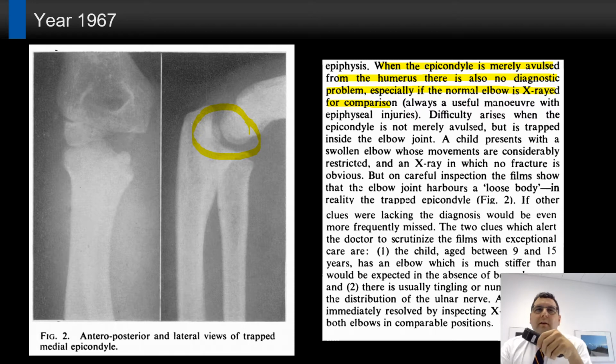That has been done in the earlier days of radiology quite often, that especially in children you image also the contralateral healthy side. However, difficulties arise when the epicondyle is not merely avulsed but is trapped inside the elbow joint. A child presents with a swollen elbow whose movements are considerably restricted, in an X-ray in which no fracture is obvious. But on careful inspection, the film shows that the elbow joint harbors a loose body, in reality the trapped epicondyle. I think that is quite a striking image here, and I think once you have seen it, you will never miss it again in the future.